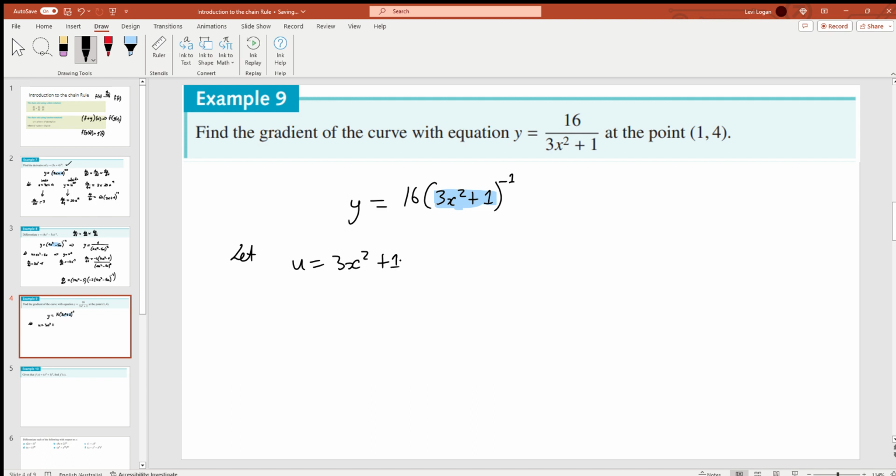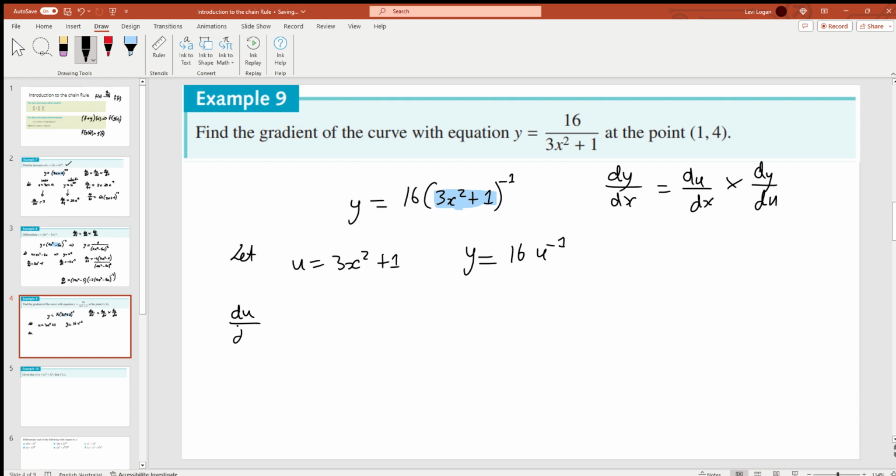So if I let u equal that, that means y is going to be this, and replace that blue bit with u, so 16u to the negative 1. Now I've got to write my chain rule as well: du/dx times dy/du. Now we've got to differentiate this.